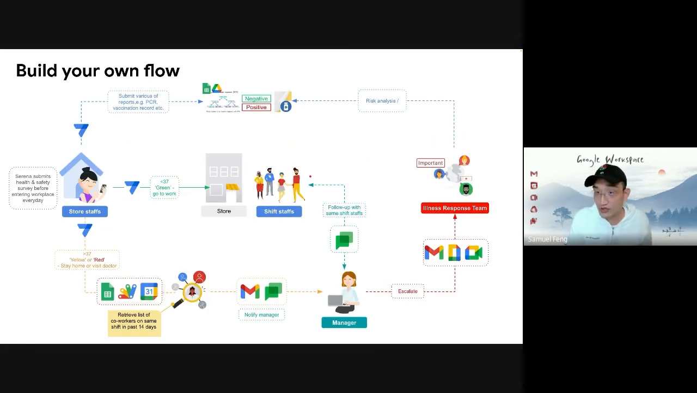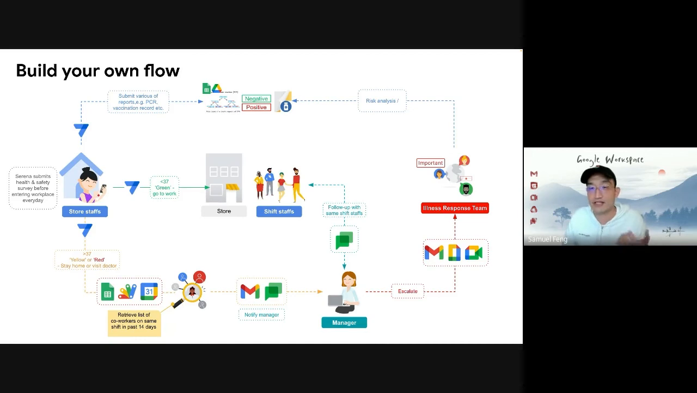Another example would be for COVID. This is also a very common usage right now on AppSheet, where you can create an AppSheet app that performs the function of a health declaration. So before you go into the office every day, you will need to use this app to record your temperature and report whether you have any symptoms, right? If everything's good, then you will receive a code, right? This code is what you can use to enter the office.